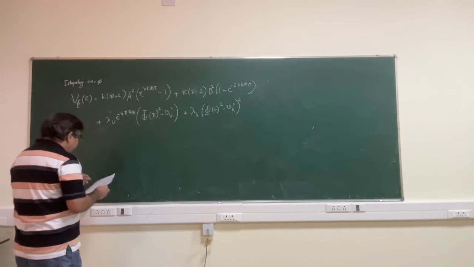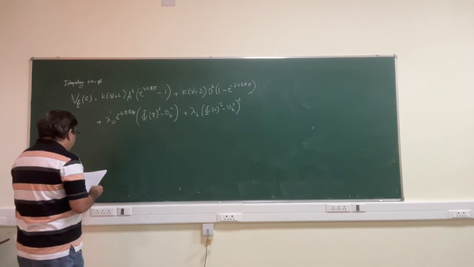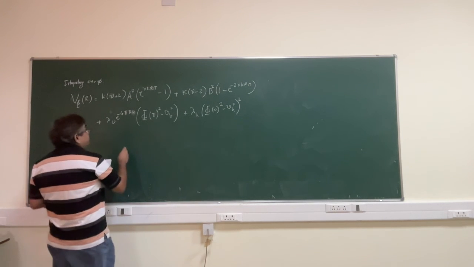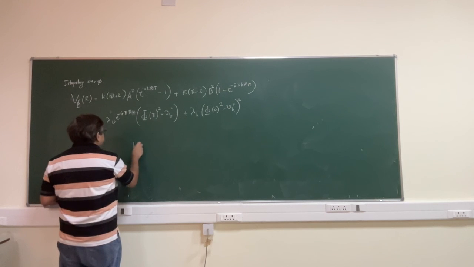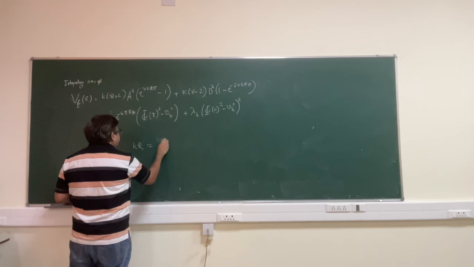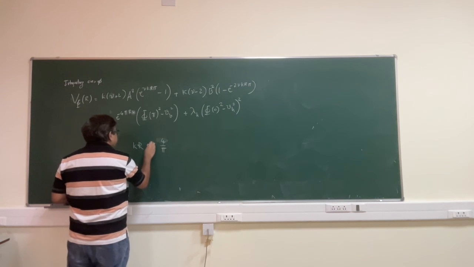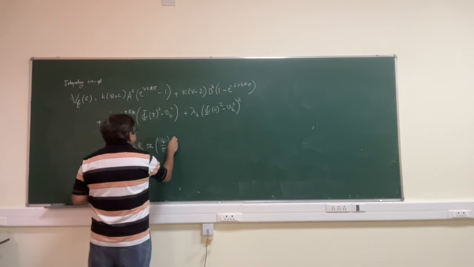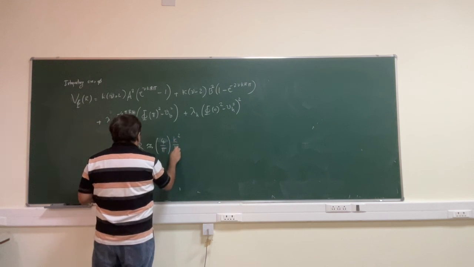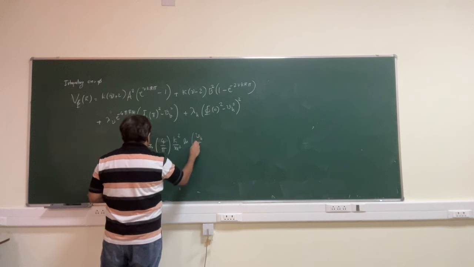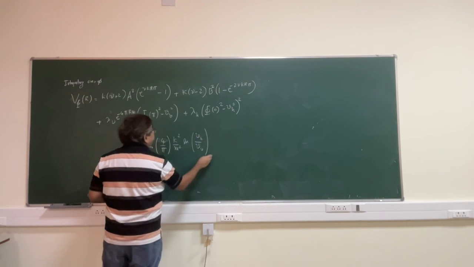So you can solve this, and in the end you can show that kR has a minimum at approximately 4 by pi, K square by m square ln bh by b. Numerically you can do it exactly.